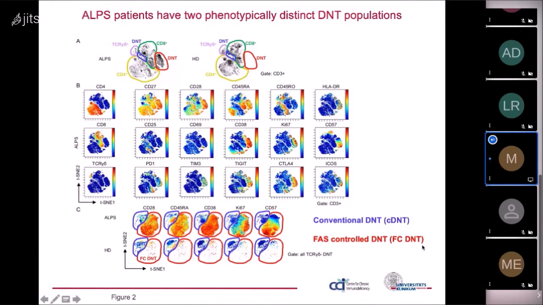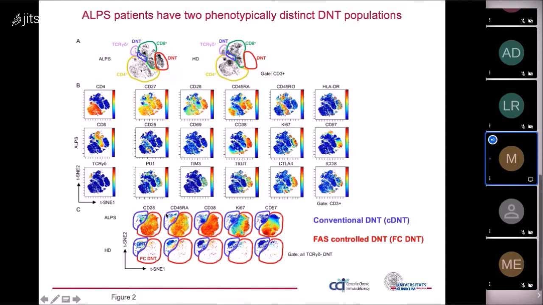And you can see the population probably even better here. You see a t-SNE plot, this time showing only DNT, TCR gamma delta negative DNT. And you see here in red the FAS-controlled DNT, and in blue this other smaller DNT population, clearly present also in the healthy donors, which we termed conventional DNT.